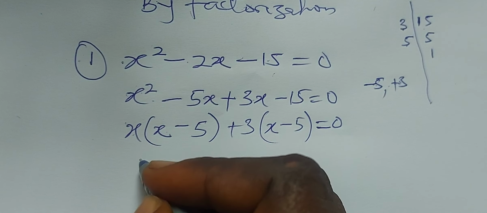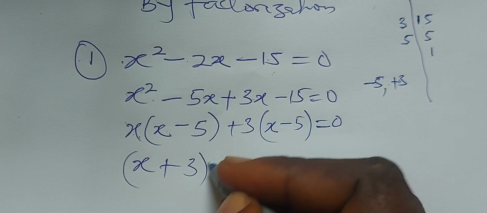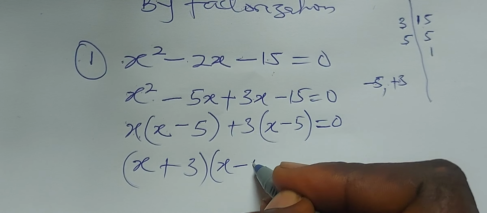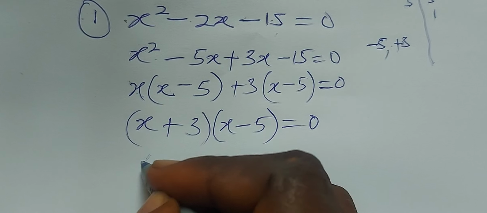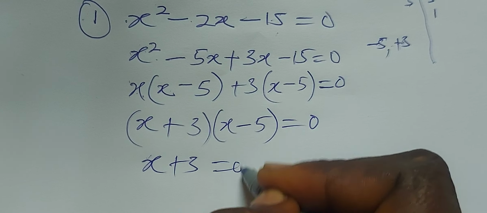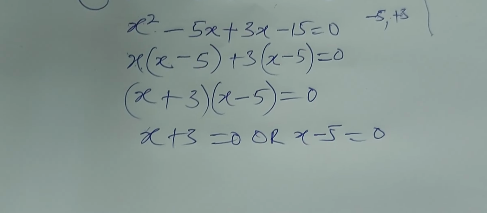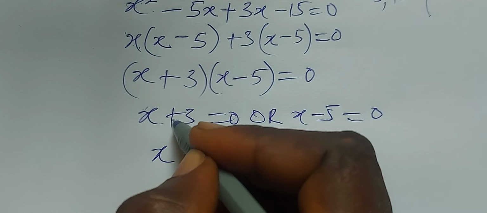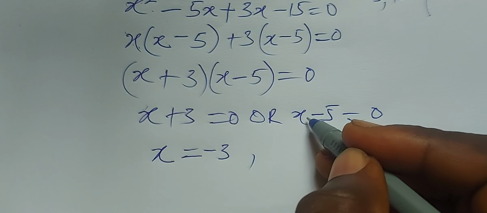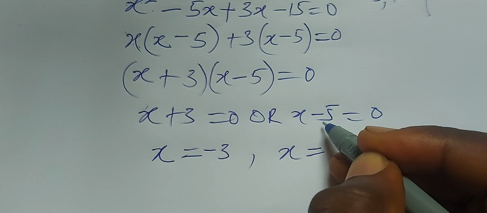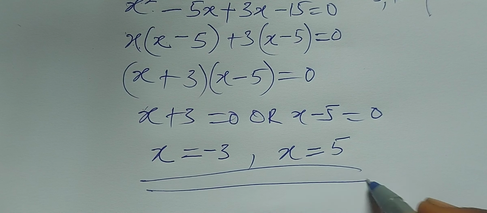And so you have to write x plus 3 into x minus 5, and you write one of the common brackets: x plus 3 equals 0, or x minus 5 equals 0. So what do we have? We have x. If this plus 3 is crossing the equality sign, it changes to minus 3. Then if minus 5 is crossing the equality sign, it changes to what? Plus 5. And that solves the equation.